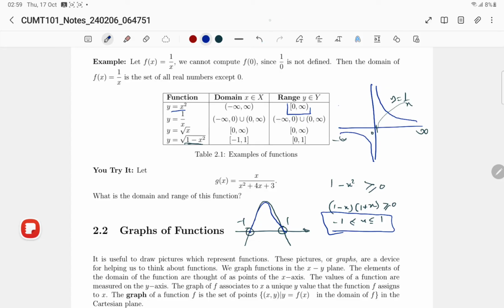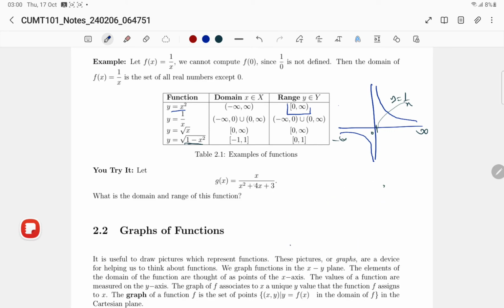Okay, so likewise, if you are asked to find the domain of this one, we know that we should exclude where x squared plus 4x plus 3 is equal to 0. So I would like you to try to find the domain. But for the range now, you have to use this fact. You have to first let y be equal to g of x. Then you have y is equal to x over x squared plus 4x plus 3.